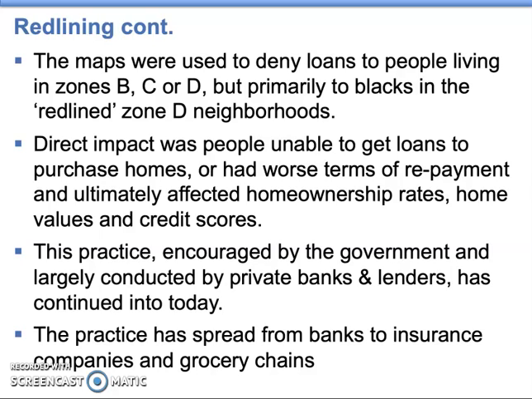and then largely carried out by the private banks and lenders, and has to some extent continued into today. And the practice has spread from banks to insurance companies and even into grocery chains and liquor stores, which use these maps to help place the location of their new stores.